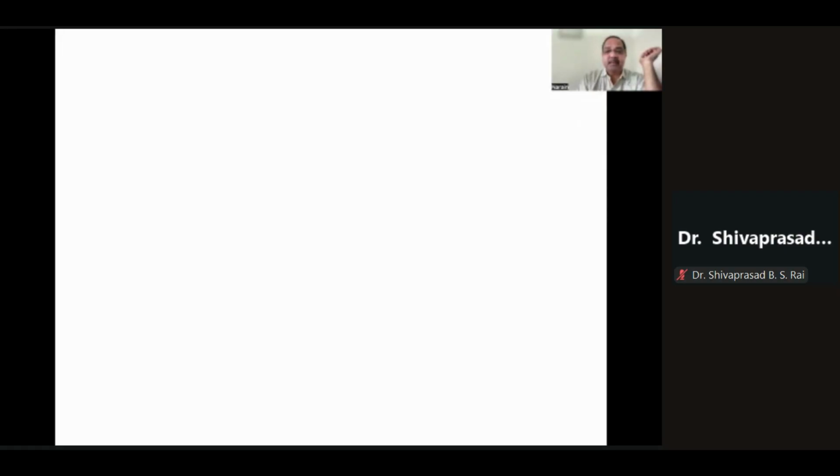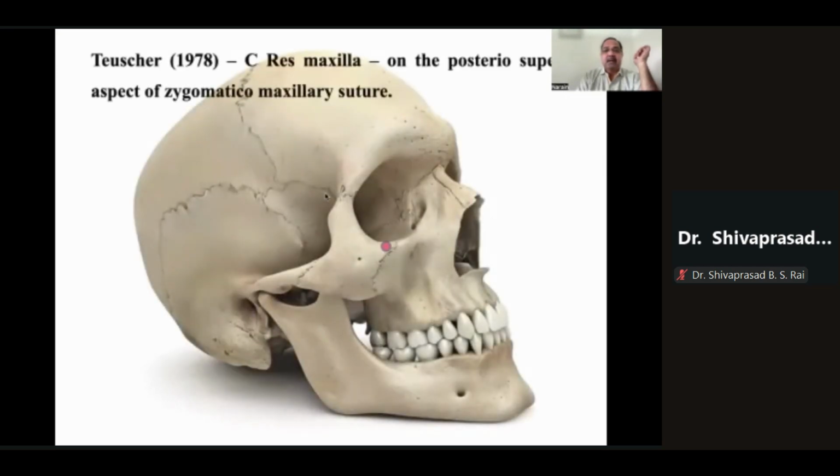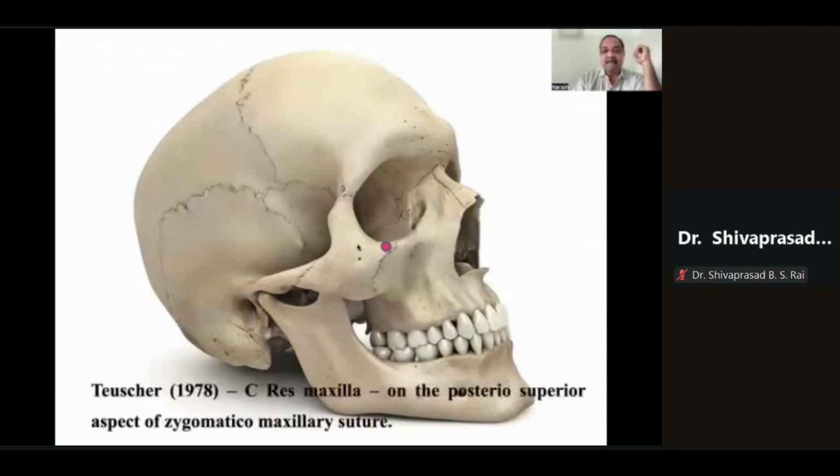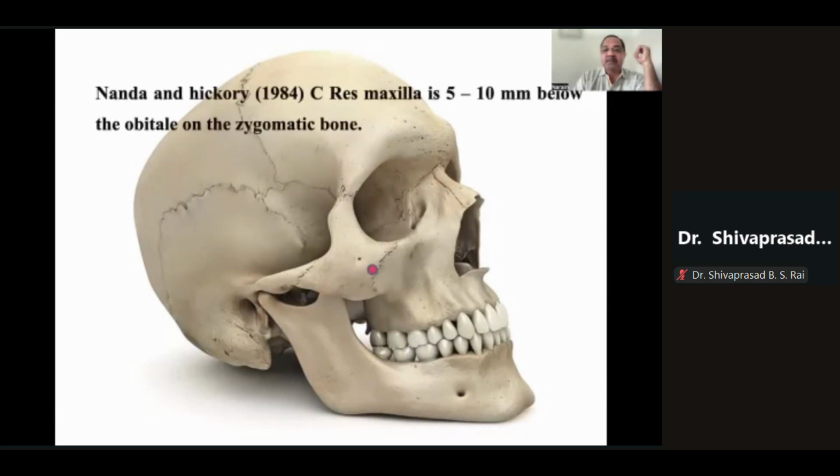Now, coming to the biomechanics proper, first of all, I would like to talk about the center of resistance of the maxilla. Different authors talk about different centers of resistance of the maxilla. According to Tosha, the posterior superior aspect of the zygomatico-maxillary suture is the center of resistance of the skeletal maxilla. According to Nanda, the center of resistance of the maxilla is 5 to 10 millimeters from the orbital on the zygomatic bone.